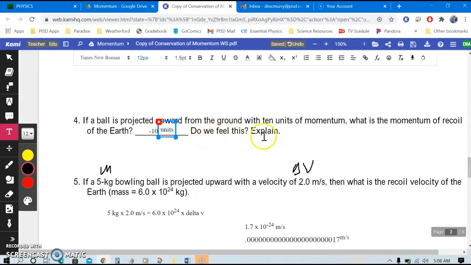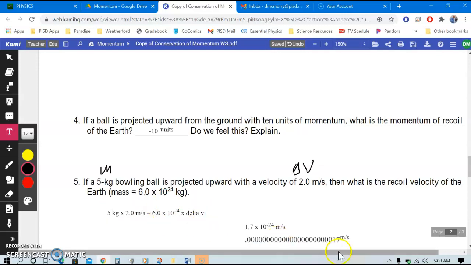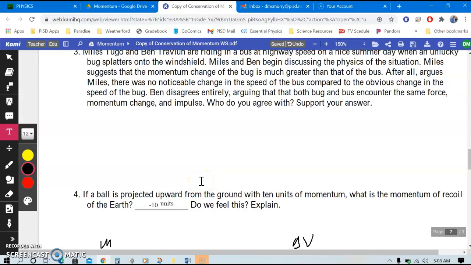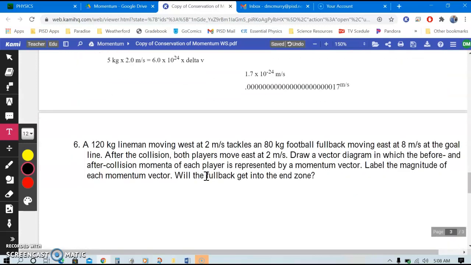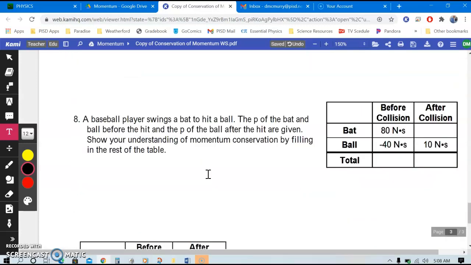And the question is, do we feel this? And the explanation would be no, because the Earth's mass is so large, the change in velocity is such a small number. And that's what we actually calculated down here at the bottom. It's so small we would not even feel that. Okay, I think the rest of them, if you can answer on your own, and have a good day.